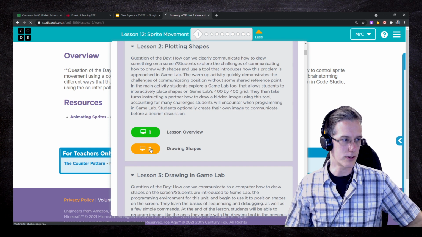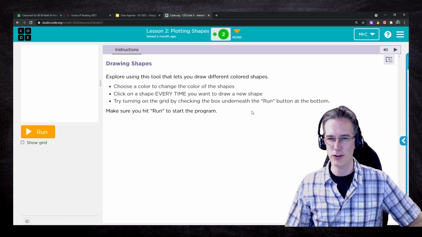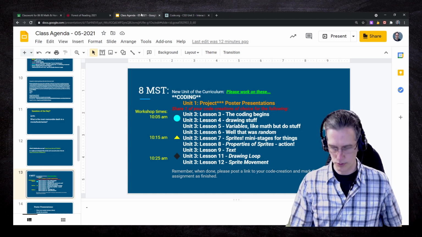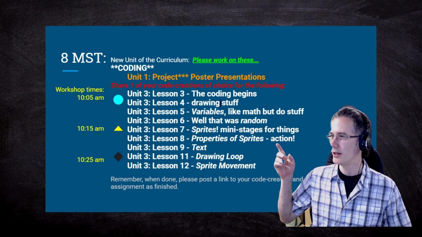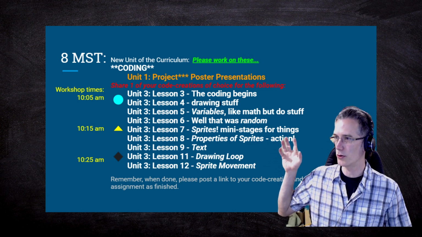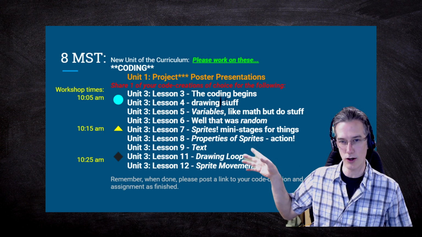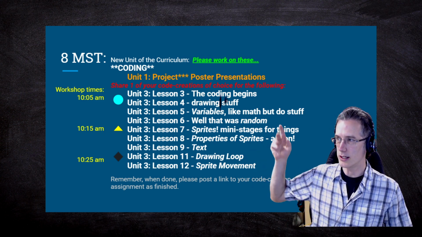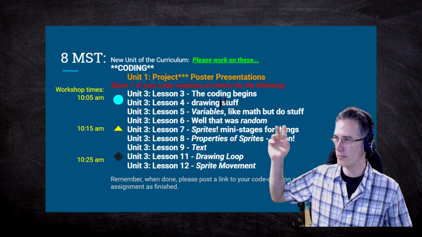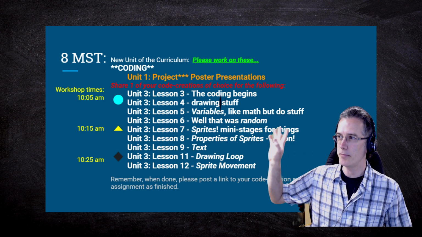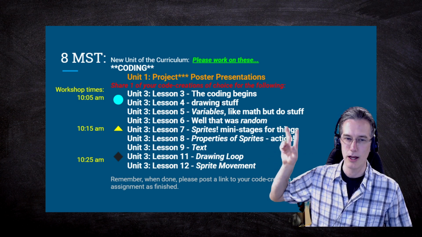So really fast, I'm just gonna walk through a couple of the early lessons. In terms of the workshops, I'm going to consider this to be the blue circle. And in a few minutes, I'll also hopefully record a yellow triangle, and then later on support for black diamond. So the idea with blue circle is basic coding, making basic shapes show up on your page, and then maybe including things like variables and random.